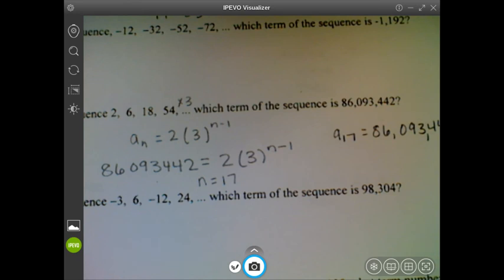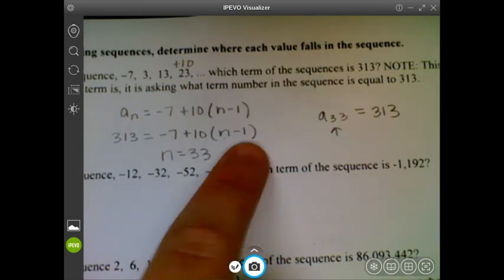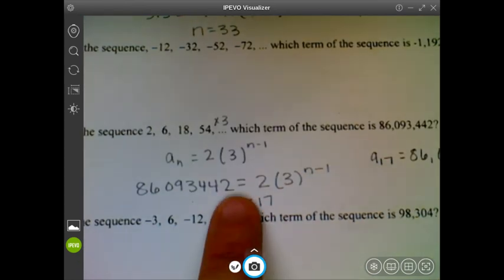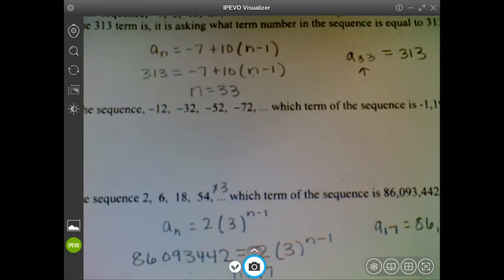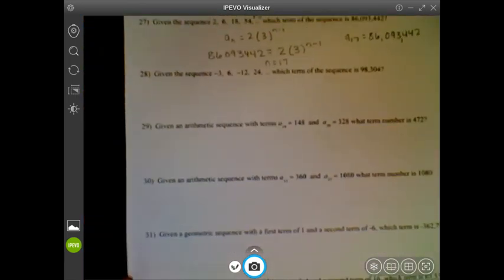So on this page, if it's arithmetic, you could solve it algebraically. If it's geometric, you're probably going to struggle to solve it algebraically. But in either case, arithmetic or geometric, to figure out what term number it is when it falls in the line, you can go ahead and just guess and check for all of these right here. Just guess and check and see what you come up with.